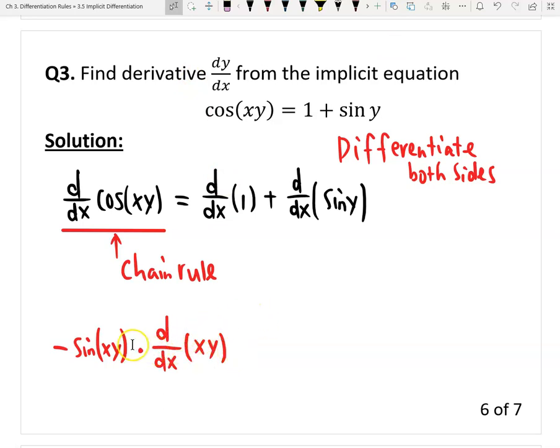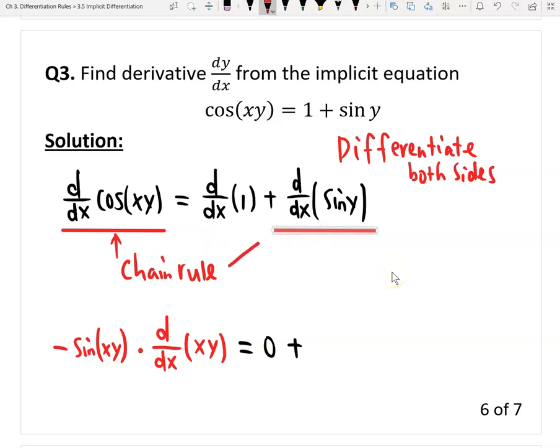Now that we have used the chain rule, I will go to the right. The right is easy. The derivative of one is 0. What about the second, sine y? Pay attention, okay? Here is the chain rule again. So let me put here, it's the same. Can you see here?